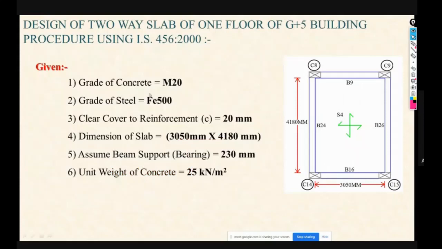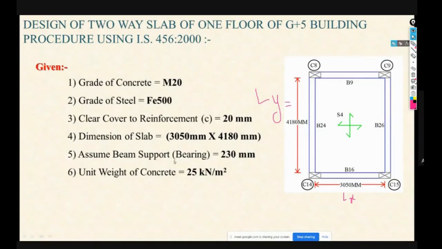This is our given data. We have assumed M20 grade of concrete, Fe500 steel, and a clear cover of 20 mm. This is the dimension of the S4 slab we have considered: 3050 mm and 4180 mm. This is our Ly; the longer span we always consider as Ly, and the shorter span as Lx. So Lx equals 3050 mm and Ly equals 4180 mm. These are the dimensions of the slab.